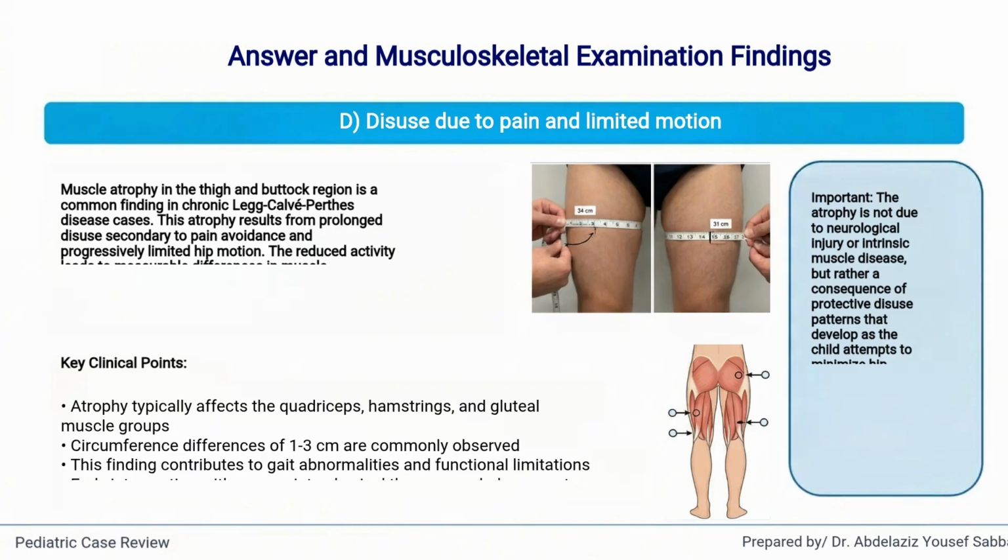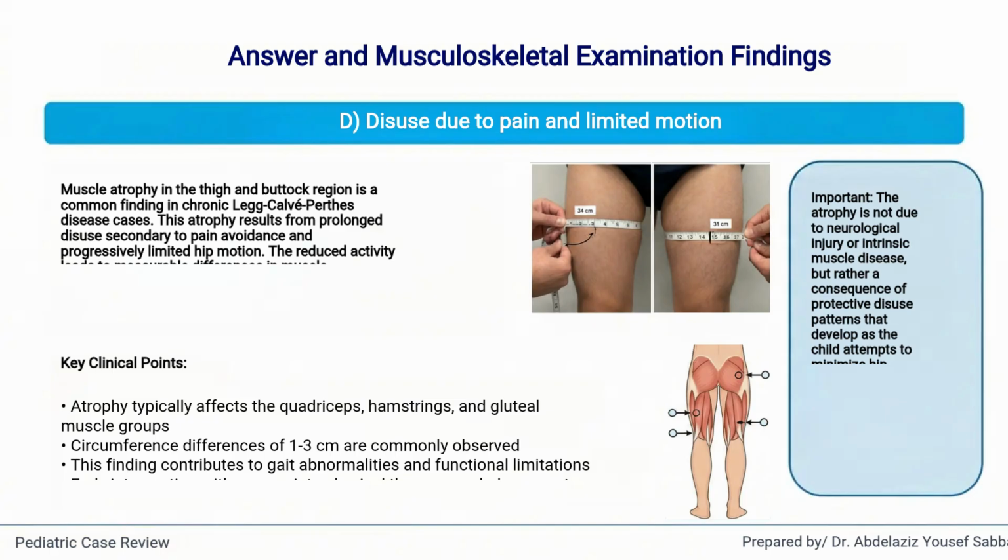Muscle atrophy in the thigh and buttock region is a common finding in chronic Legg-Calvé-Perthes disease cases. This atrophy results from prolonged disuse secondary to pain avoidance and progressively limited hip motion. The reduced activity leads to measurable differences in muscle circumference between the affected and unaffected limbs. The atrophy typically affects the quadriceps, hamstrings, and gluteal muscle groups. Circumference differences of 1 to 3 centimeters are commonly observed.